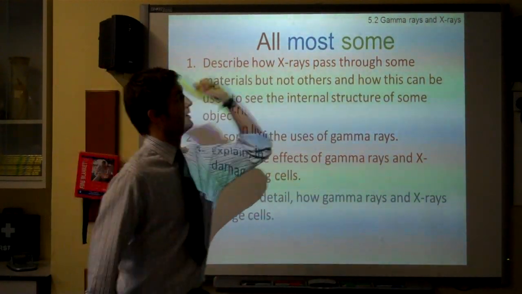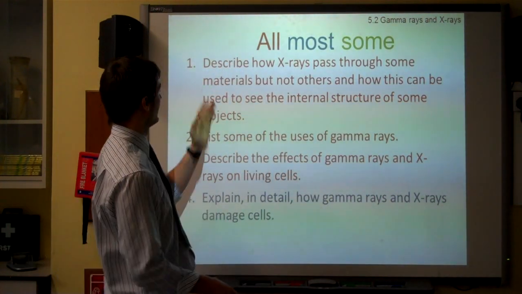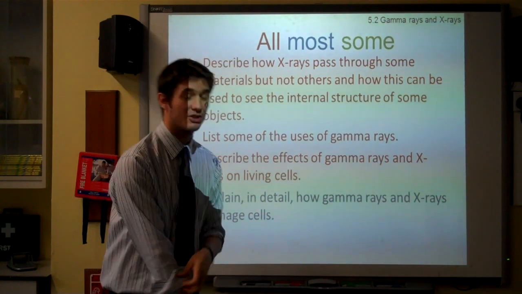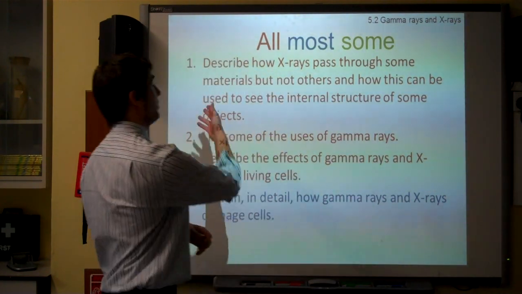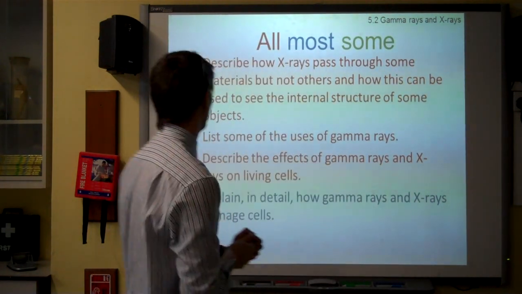Okay, so here we go. Gamma rays and X-rays. What do you need to know? There are 4 things you need to know. The first thing is you need to be able to describe how X-rays pass through some materials, but not others, and how this can be used to see the internal structure of objects.